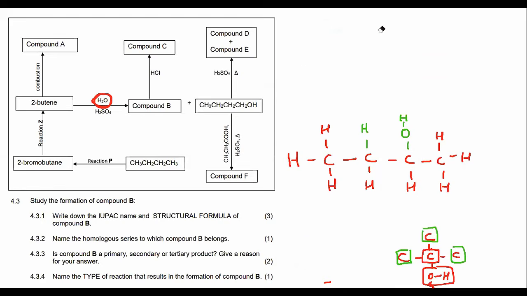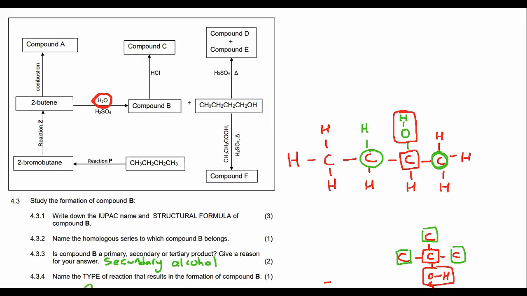So the question is: is this molecule primary, secondary, or tertiary? What you do first is you look at the OH, then you look at the carbon touching that one, and then you see how many carbons are connected to that one. So that would be 1 and 2. So that means that this must be a secondary alcohol.